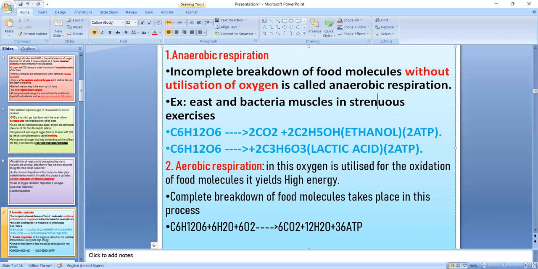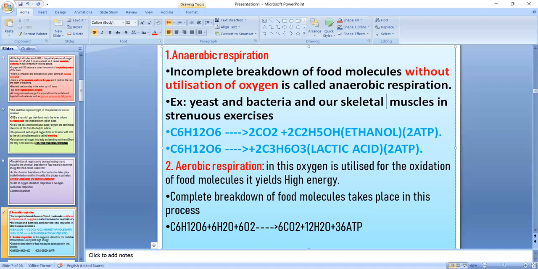Examples are yeast and bacteria and our skeletal muscles. You remember this point. So we are aerobic organisms. All the vertebrates, higher animals, are aerobic animals.